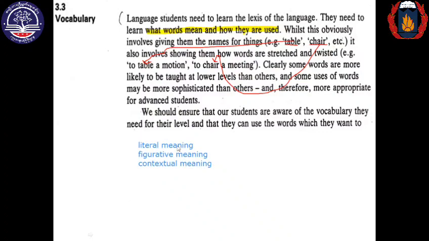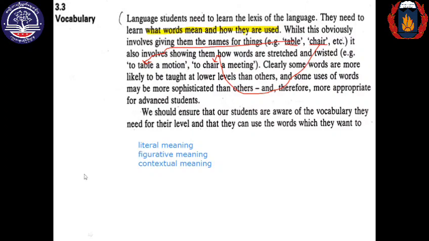Literal meaning means original meaning. Figurative meaning means, based on the literal original meaning, we use it with a new meaning. Contextual meaning means that depending on the context, a word has different meanings. As I have said earlier, the wind blows. In the second sentence, I wind the clock. Depending on the context, a word has different meanings, literal meaning and figurative meaning.